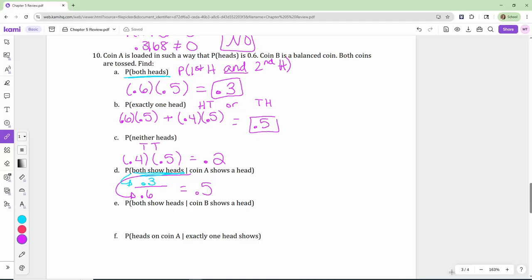0.5. Which should seem reasonable because did flipping coin A change coin B? Now what's the probability of coin B? It lands heads up. 50%.